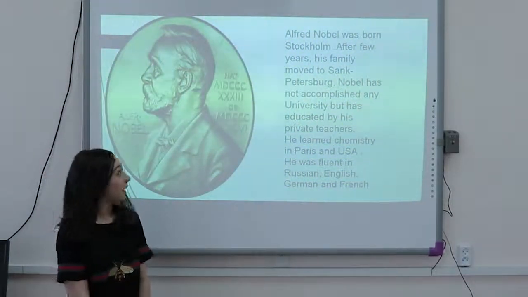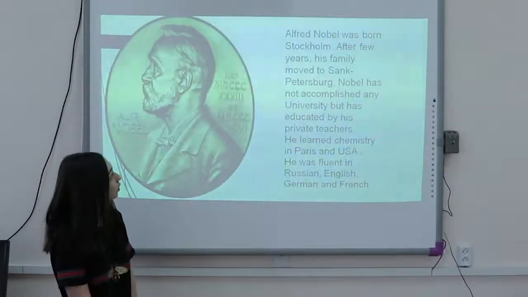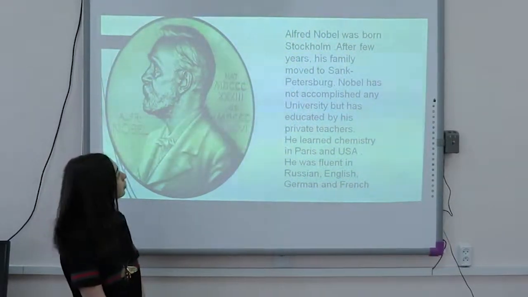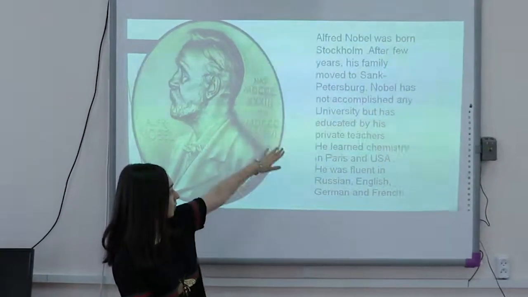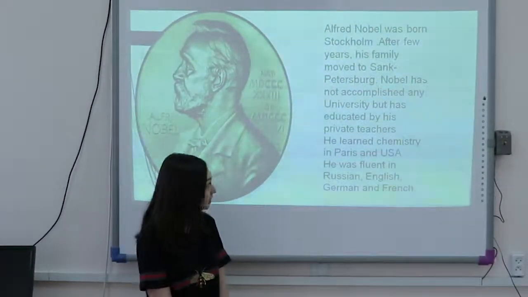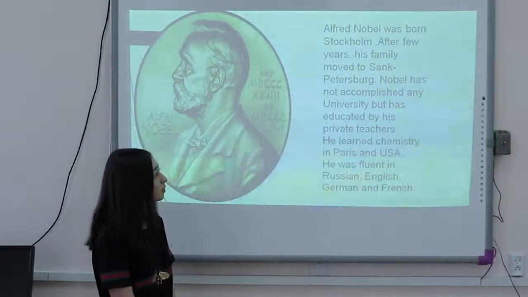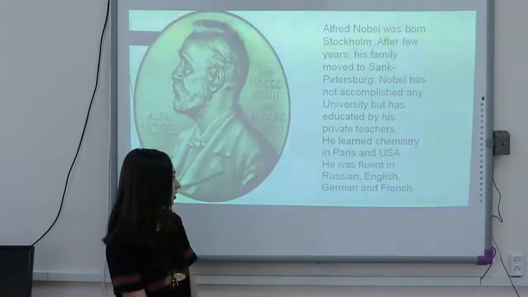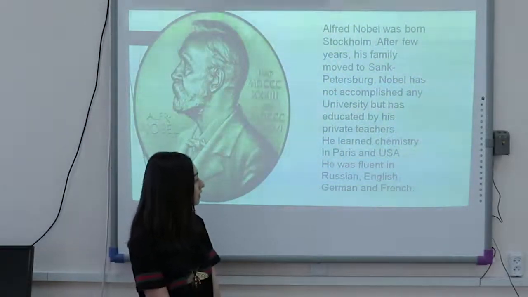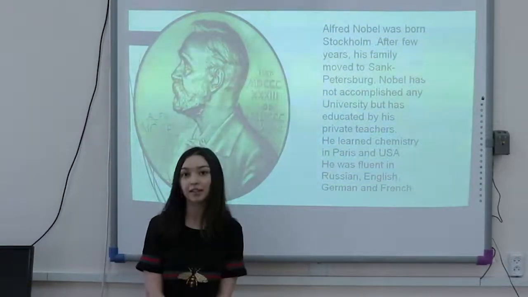Nobel, he was a man. Alfred Nobel was born in Stockholm. After a few years, his family moved to St. Petersburg. Nobel didn't complete any university, but he was educated by private teachers. He learned chemistry in Paris and the USA. He was fluent in Russian, English, German, and French.